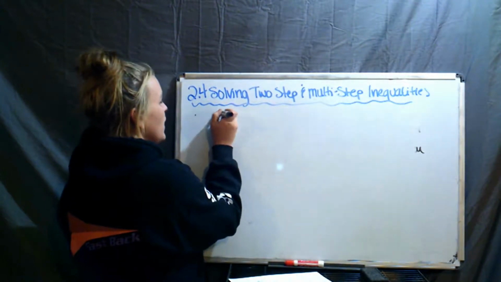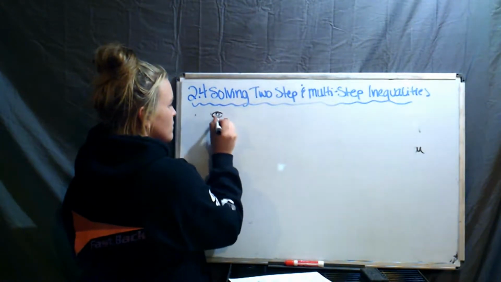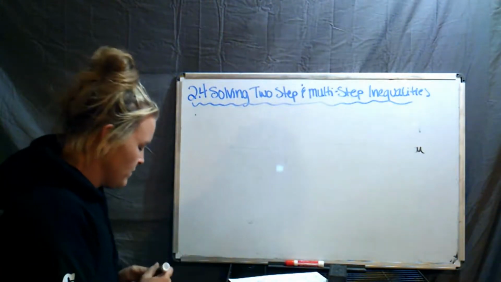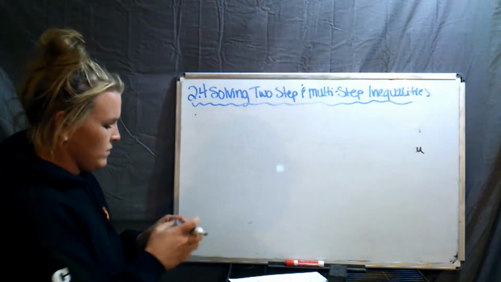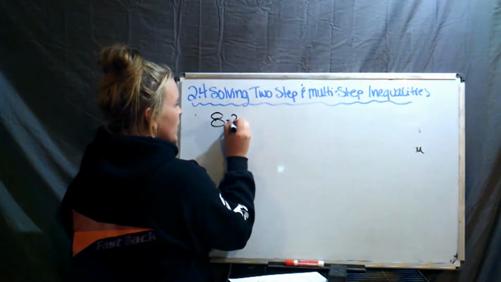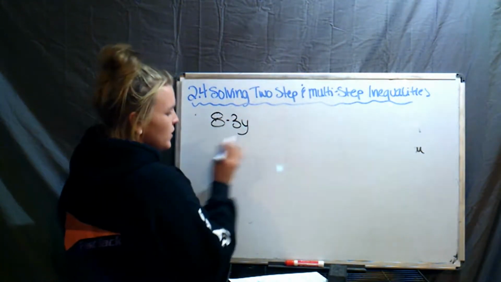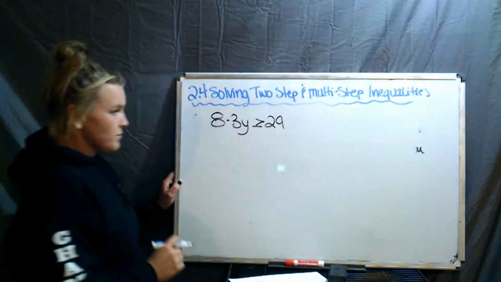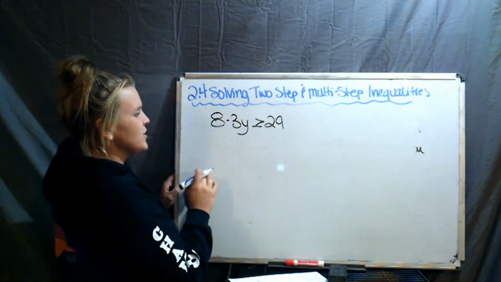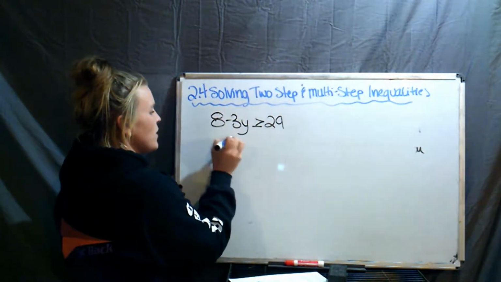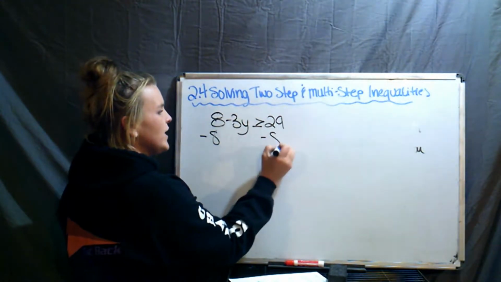8 minus 3y. Oh, this marker sucks. Hold on. 8 minus 3y is greater than or equal to 29. Okay? I'm going to get rid of my 8 first. And now this is a positive 8. Don't get mistaken by this negative sign here. So this is a positive 8, so I'm going to subtract 8 from both sides.